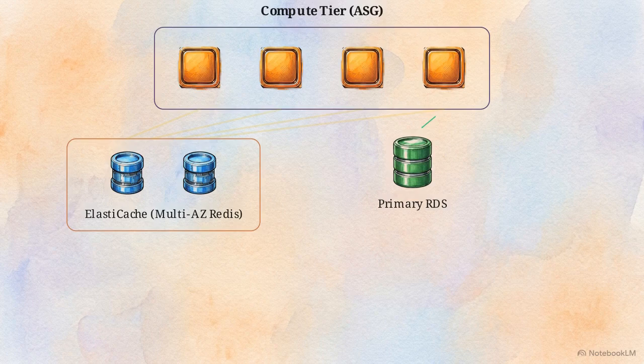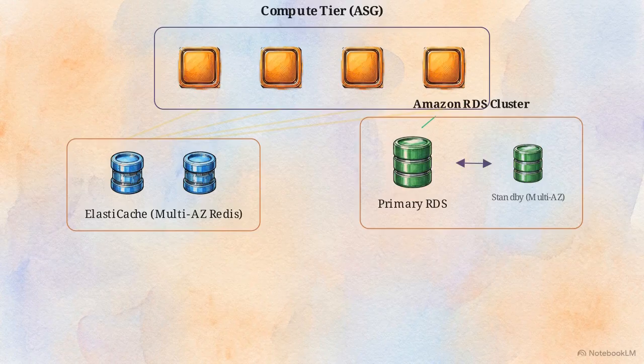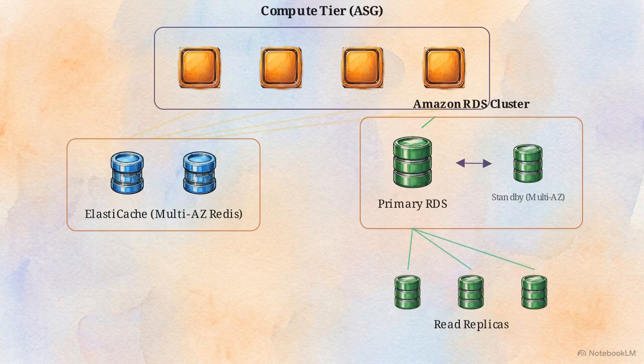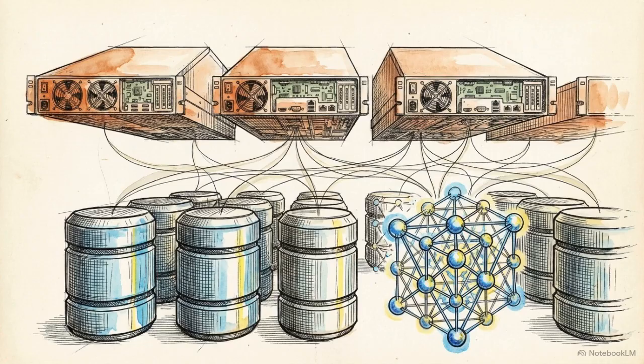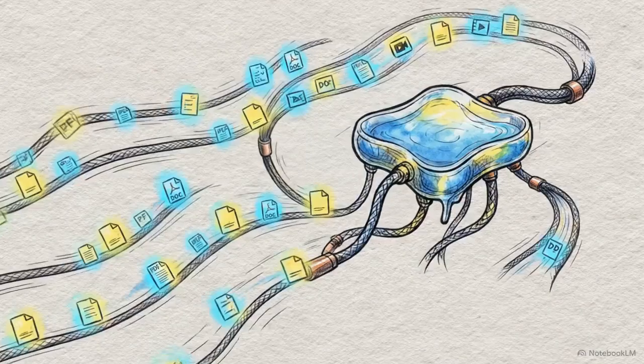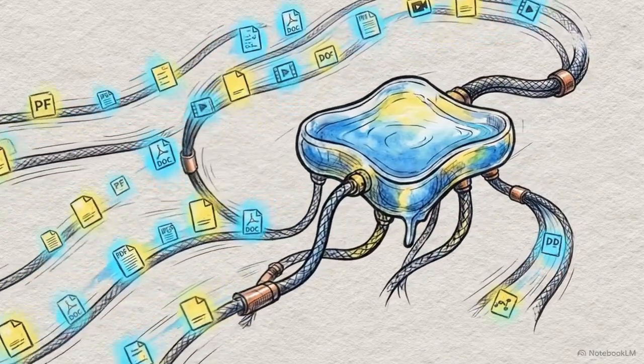Meanwhile, persistent transactional data, like order history, is stored in an Amazon RDS relational database. Like our other components, RDS utilizes multi-AZ standby for failover and read replicas to scale the database's read performance horizontally. By offloading sessions to ElastiCache and transactions to RDS, EC2 instances become stateless units that can be scaled or terminated without data loss. One final scaling challenge is shared storage.